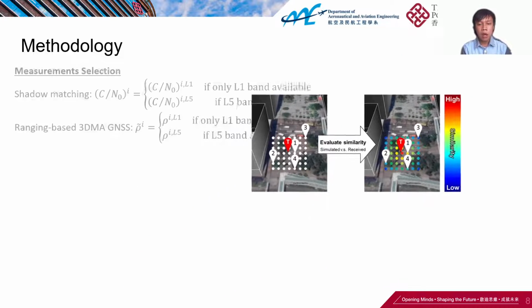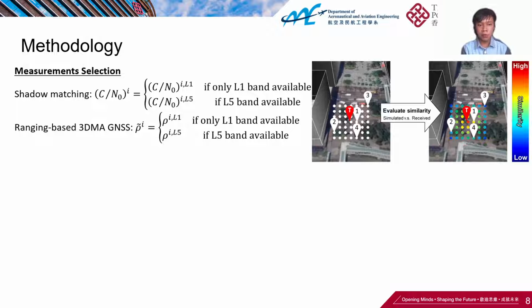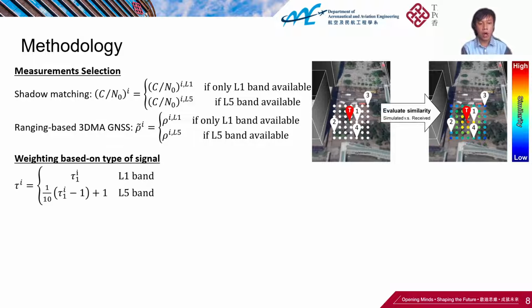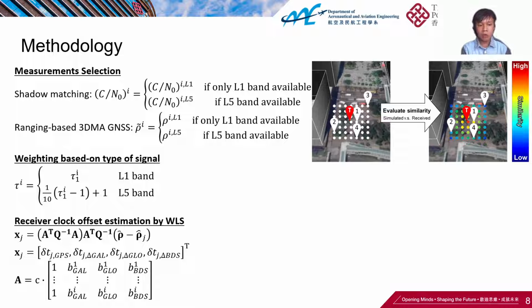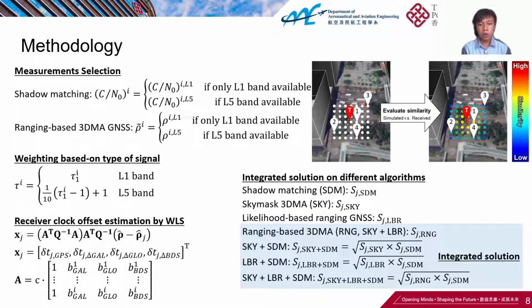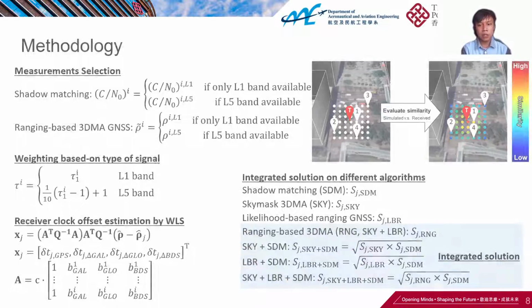Then we compare the predictions and the measurements to score the candidates and output the position. The L5 measurement can play different roles. For measurement selection, we can replace the L1 signal with the L5 signal and give it a higher weighting. For receiver clock estimation, we are going to use a particle-based weighted least squares, integrate the solutions, and compare their performance.